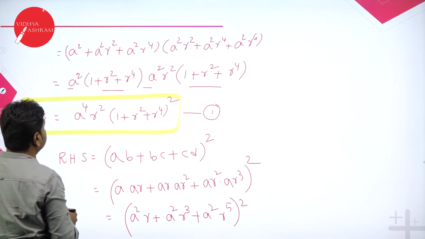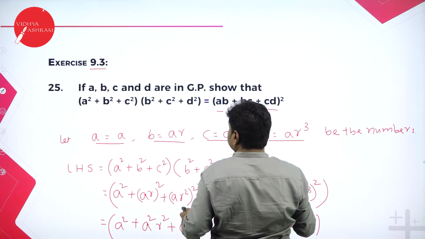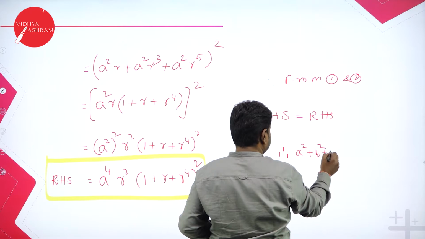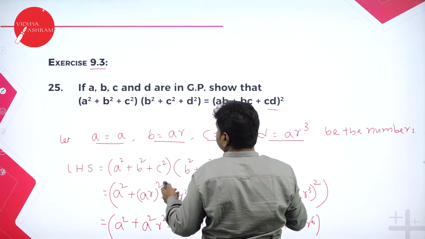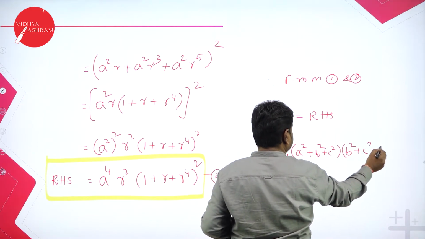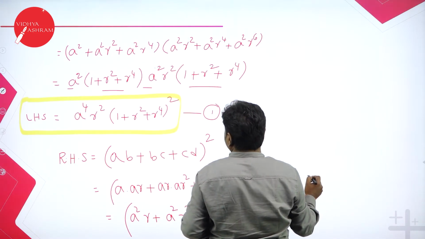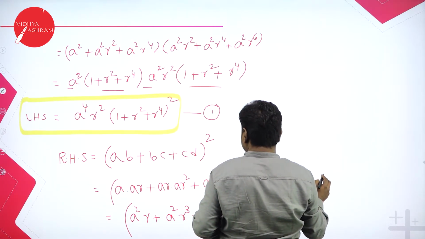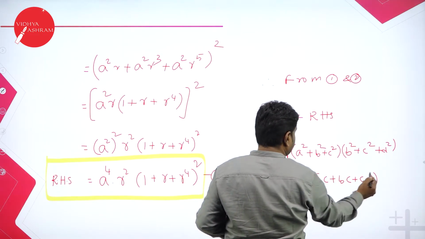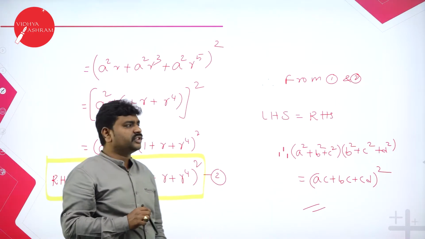Therefore the conclusion is simple. We can equate both. So therefore (a square plus b square plus c square) into (b square plus c square plus d square) value is the same as (ab plus bc plus cd) the whole square. Hence the proof. I hope all of you understood this. One of the important problems.